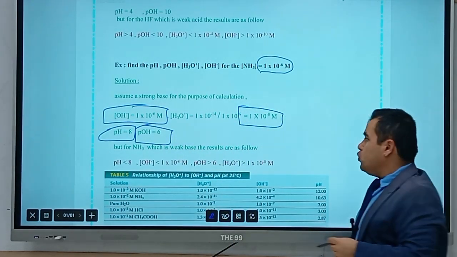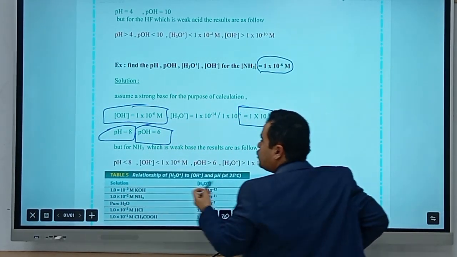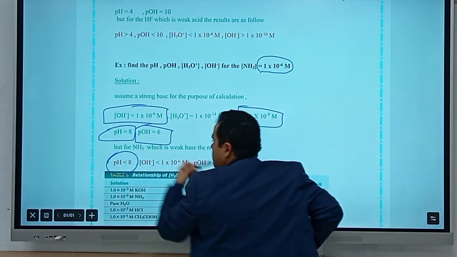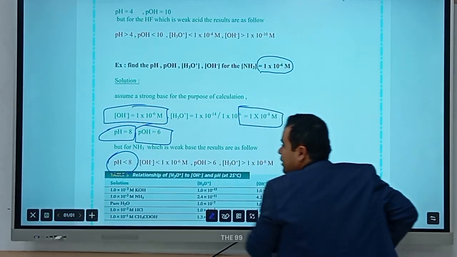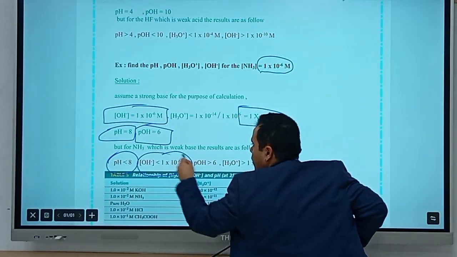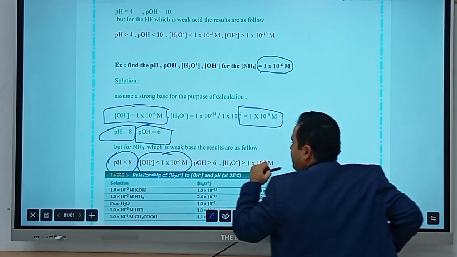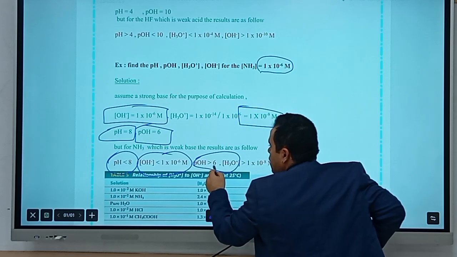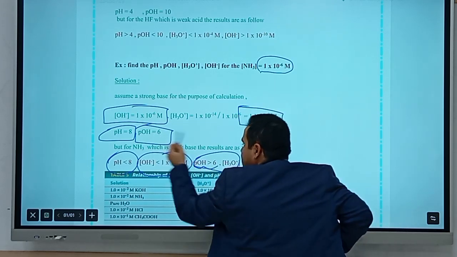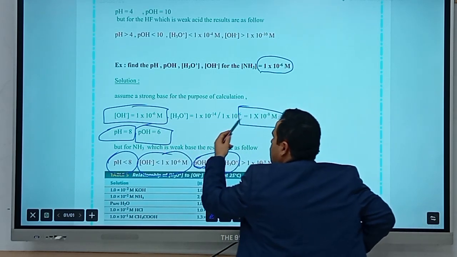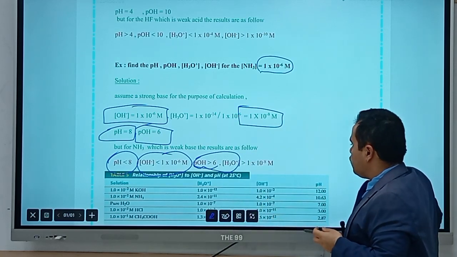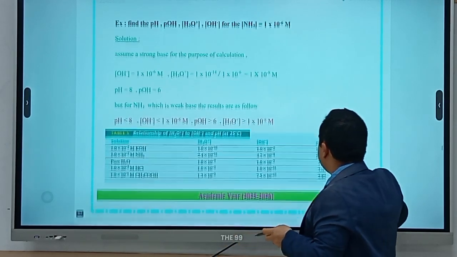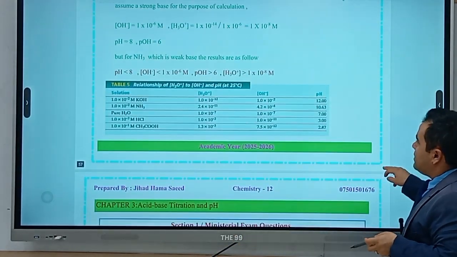But for the ammonia solution, the pH of the ammonia is lower than the calculated pH, lower than 8, which we calculated here. Its hydroxide is lower as well than the calculated hydroxide. Its pOH and hydronium are higher than the values. So the pOH is higher than 6 and the hydronium is higher than 1×10^-8, which we calculated above. That's how we can solve for the weak acids and the weak bases as well.